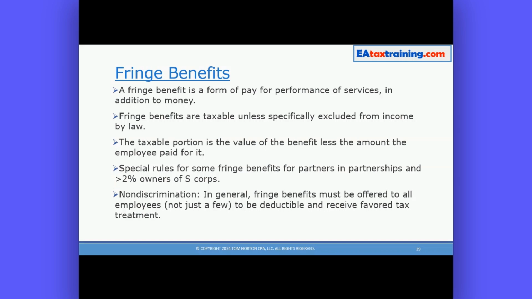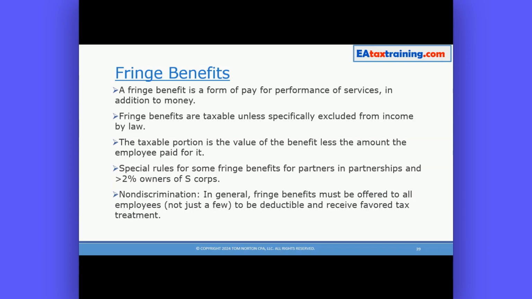The taxable portion of a fringe benefit is the value of the benefit less the amount the employee paid for it. So if the employee pays, let's say they pay a discounted amount for something, well, the taxable portion is that amount over what the employee actually paid. There are special rules for some fringe benefits for partners and partnerships and for greater than 2% owners of S corporations. So you want to keep that in mind, and we'll talk more about those in those specific videos.